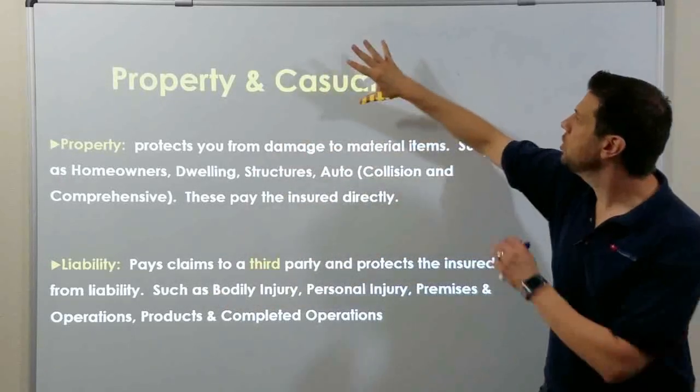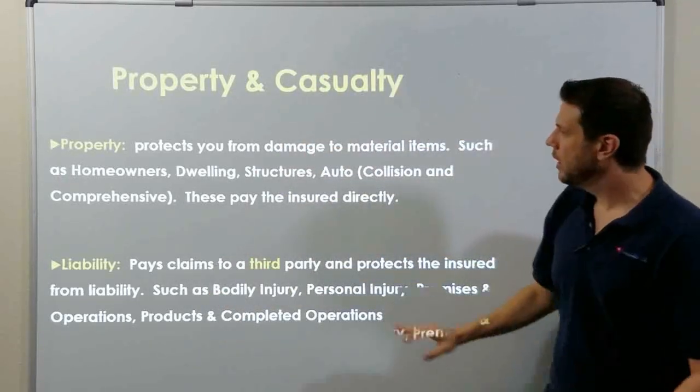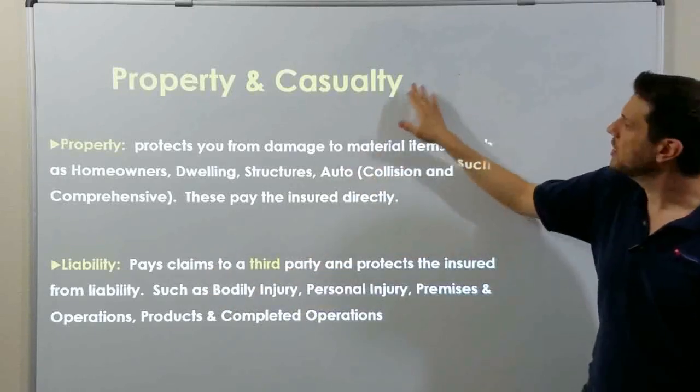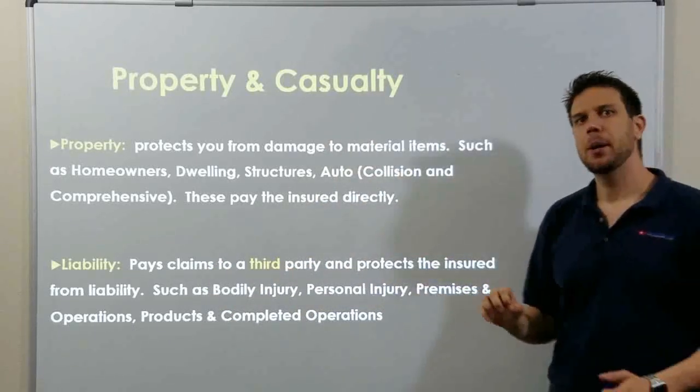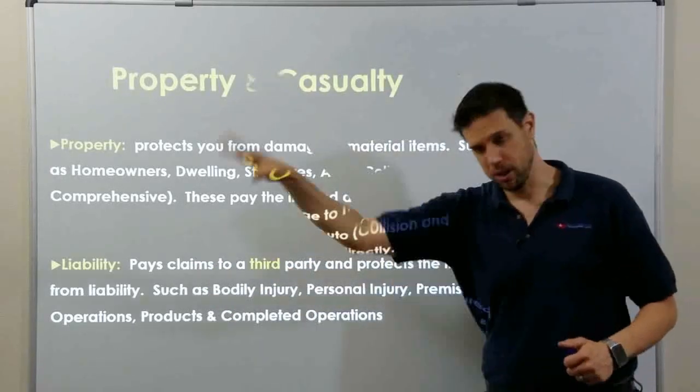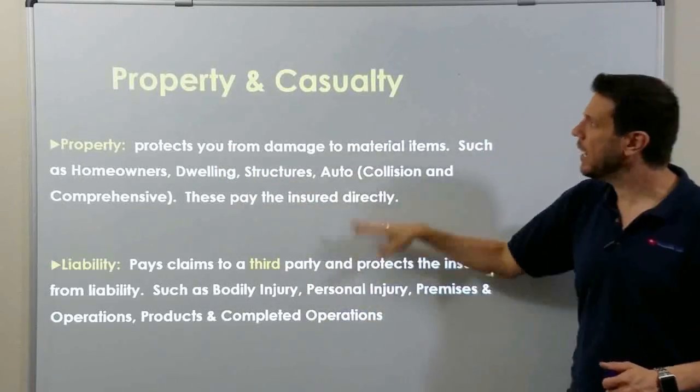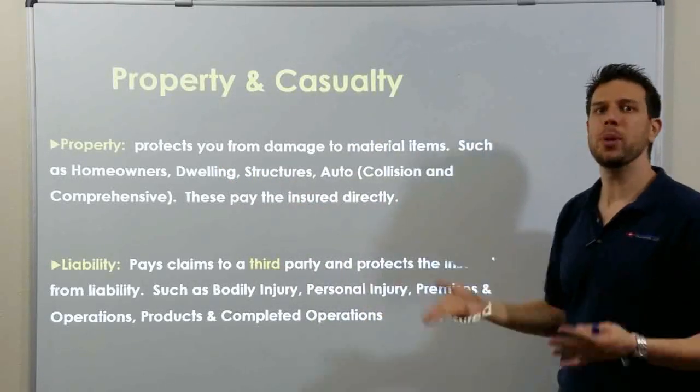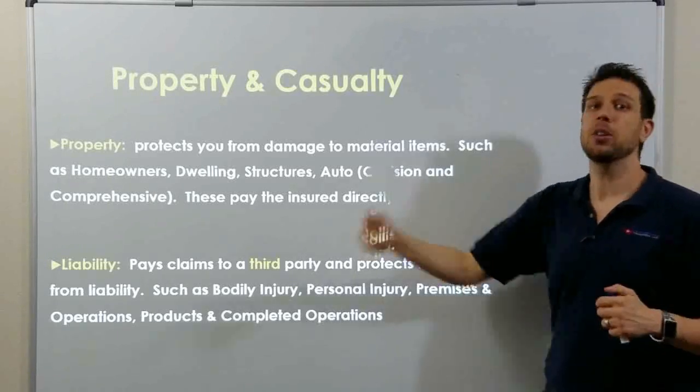Liability is also known as casualty. Liability, also known as casualty insurance, pays claims to a third party. When you have a casualty claim, instead of you getting money, somebody else gets paid.